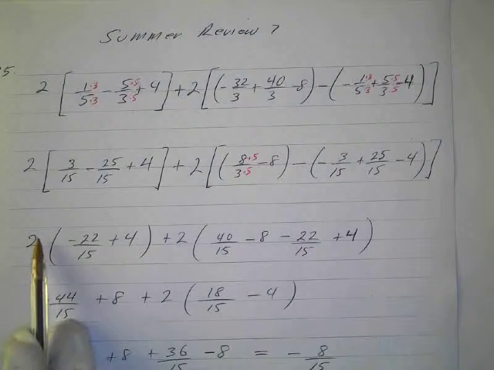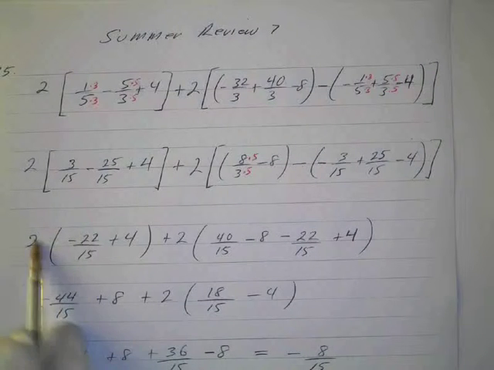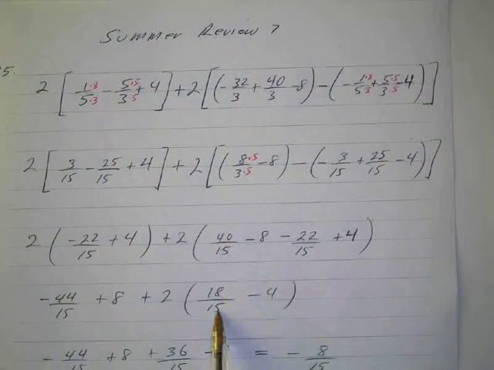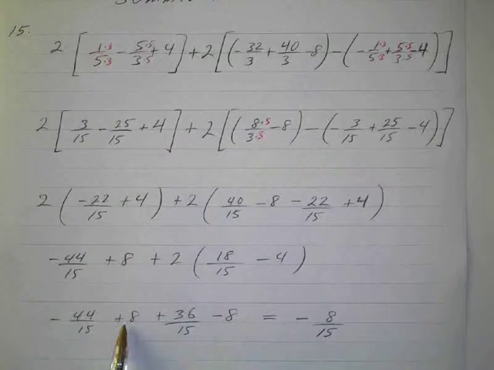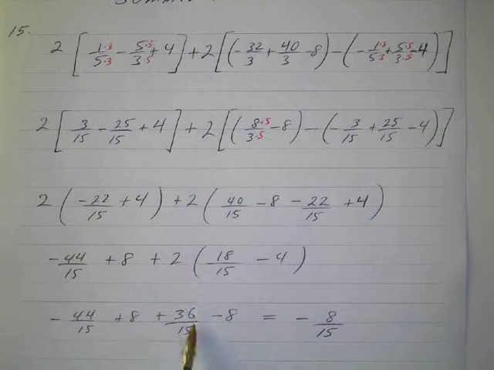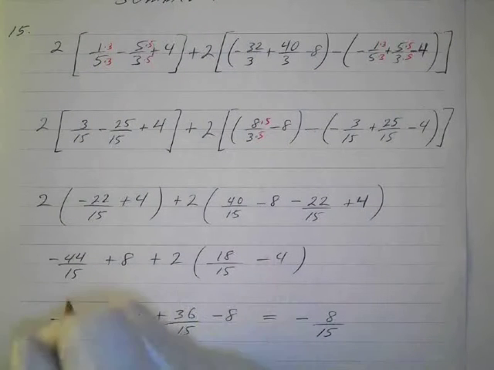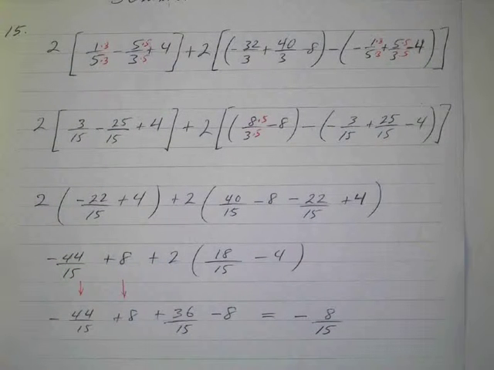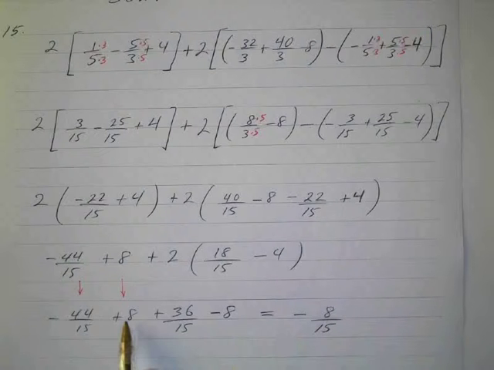And then over here I could multiply this out, negative 44 over 15 and 8. And here I combine these, so I had 40 minus 22 is 18 over 15, and negative 8 plus 4 is negative 4. Then I left this the same, and I just multiplied 2 times 18 is 36, and 2 times negative 4 is negative 8. So these just came right down. Okay? And then this is where I use the distributive property. And notice that 8 minus 8 is 0, so my whole numbers disappear. So I've got negative 44 plus 36 is negative 8 over 15. And that was your final answer.